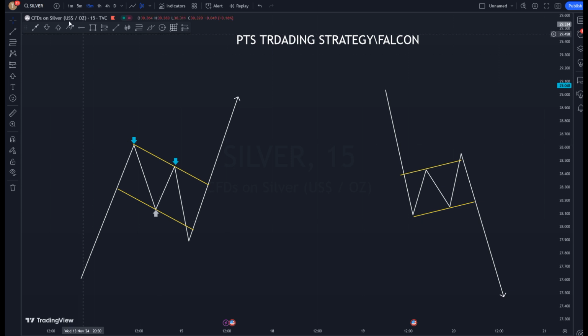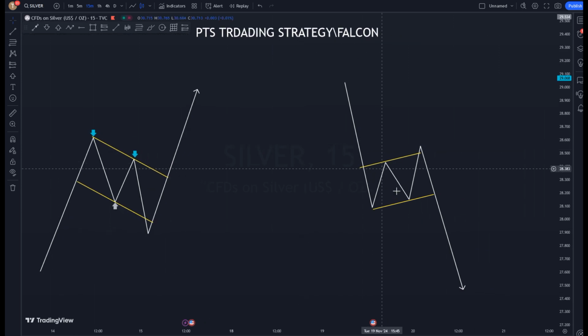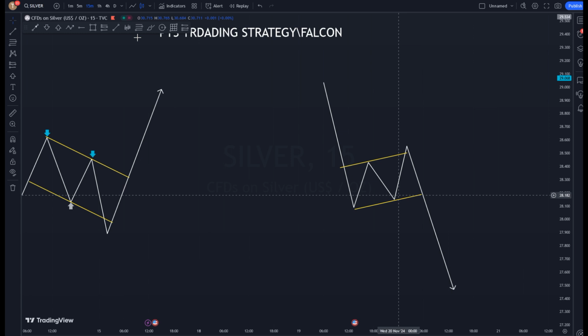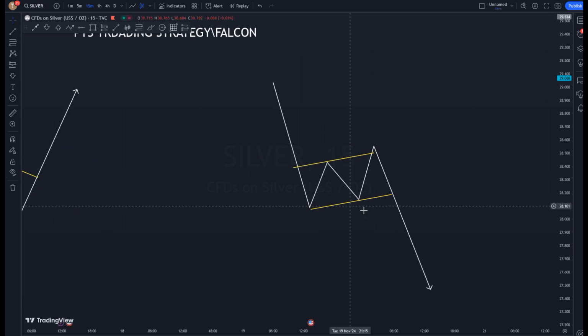It's a continuation pattern, okay, and then on the left-hand side, guys, we have our continuation pattern, and then down, and then, guys, first thing what we do, okay, let me just remove these trend lines.